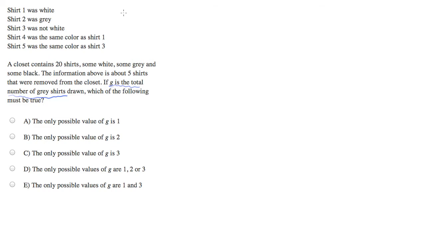Okay, so it says shirt one was white. So I'll put the color and also the number of grays. If shirt one was white, all right, so we know it's white, so there's zero grays from rule one. Shirt two was gray, so we know it's gray. So that gives us a single guaranteed gray. Shirt number three was not white, but it could be gray or black. So I'm going to put down either one or zero. The fourth shirt was the same color as shirt one, which means the fourth shirt is white, so we get zero. And shirt 5 is the same color as shirt 3, which must be either gray or black.